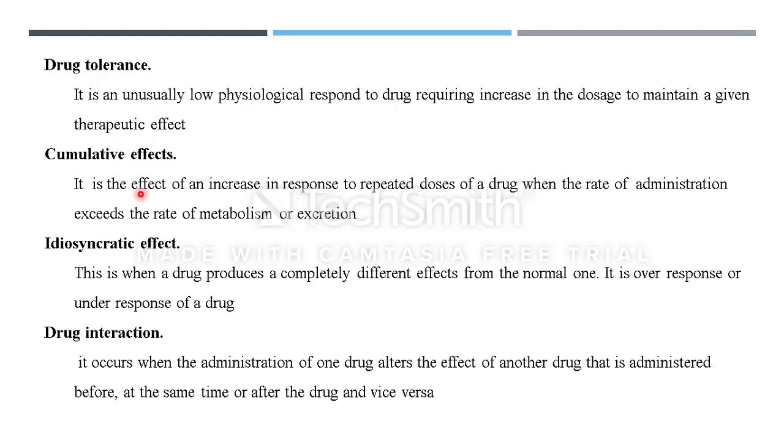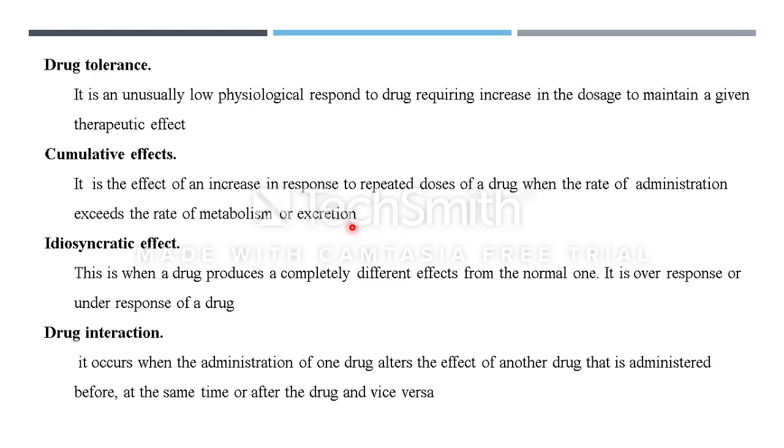Cumulative effect. It is the effect of an increase in response to repeated doses of a drug when the rate of administration exceeds the metabolism or excretion. When a drug is being administered at frequent intervals, which exceeds the metabolism rate or excretion rate, then it means that the drug is going to have multiple effects on the body, meaning that the effects that the drug will have on the body will increase because the one taken in previously is still in the system. So as a result of that, the effect of the drug on the body will go high. That's what we mean by saying cumulative effect.